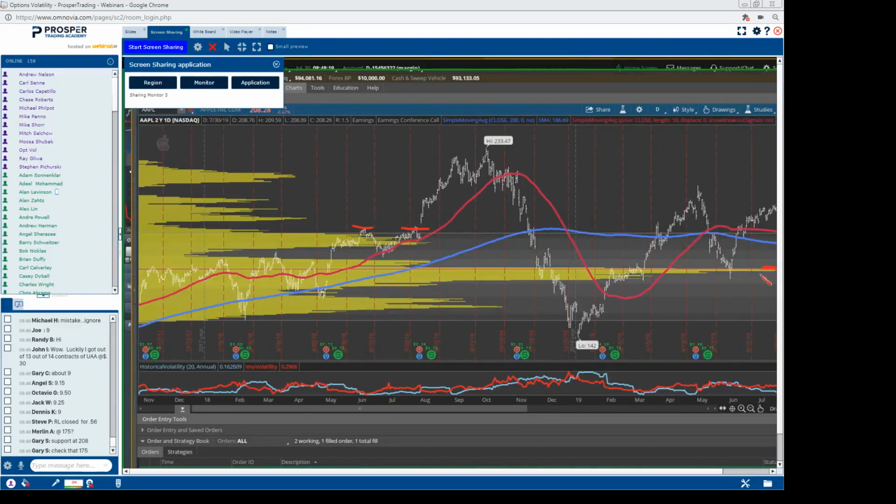175 is definitely support. I'm looking at something nearer to the expected moves here. So perhaps around 195, definitely 175. I mean, if the report is bad and the stock gets all the way down to 175, the market's going to have more problems than that.